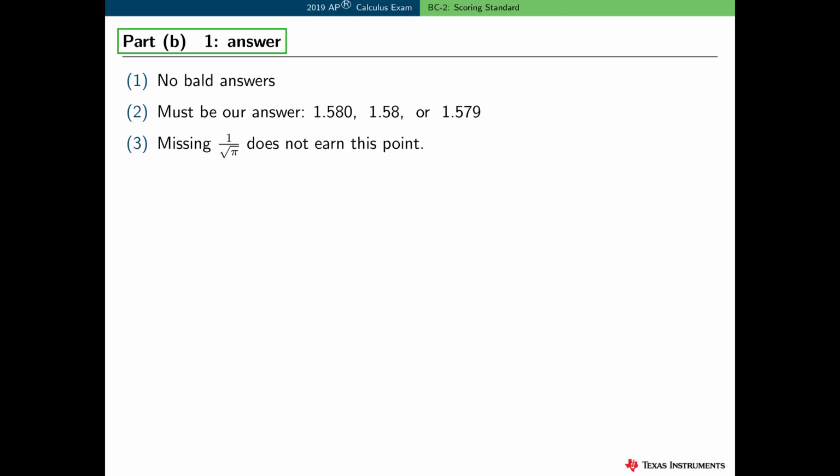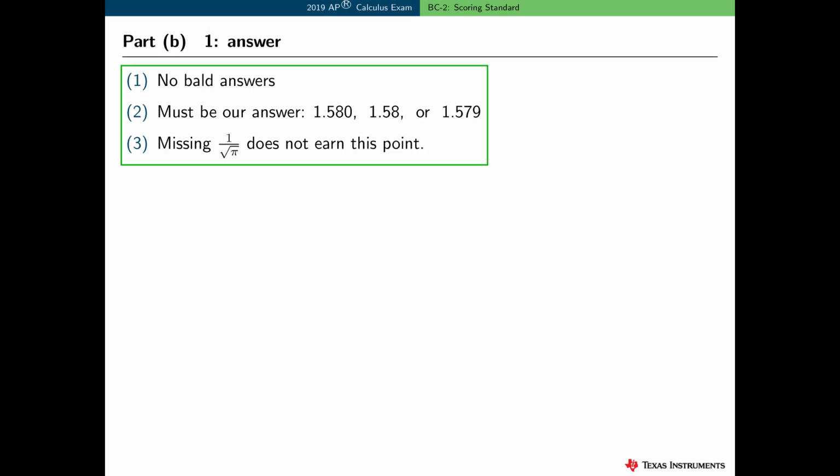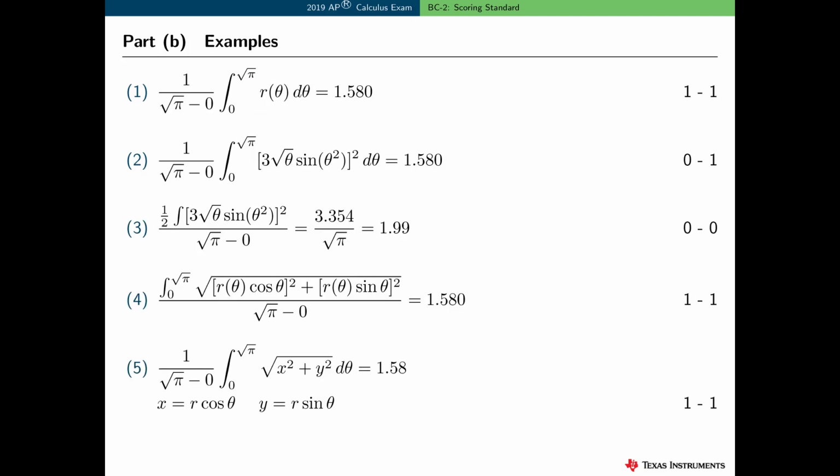The second point in Part B was for the answer, and again, a bald answer did not earn any points in Part B. And the answer must be one of these three values. If the student omits the constant 1 over the square root of pi, then they did not earn this second point. Here are some example student responses in Part B and how each was scored.